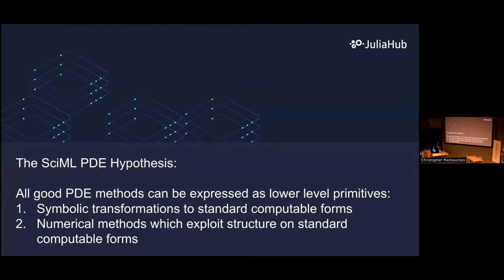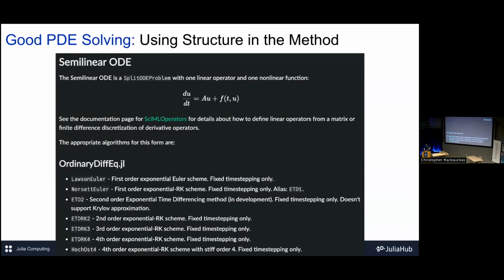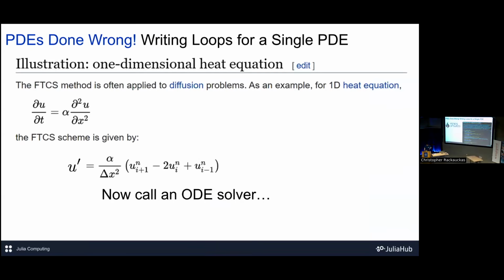I kind of built it up with a few examples here, but the idea is that all good PDE methods can be expressed as lower level primitives. There are symbolic transformations to standard computable forms. So what do I mean by standard computable forms? Here we take every single PDE, and we turn it into an ODE solver with the representation. Oh, here's a PDE, we turn it into a nonlinear solver with the representation, right?